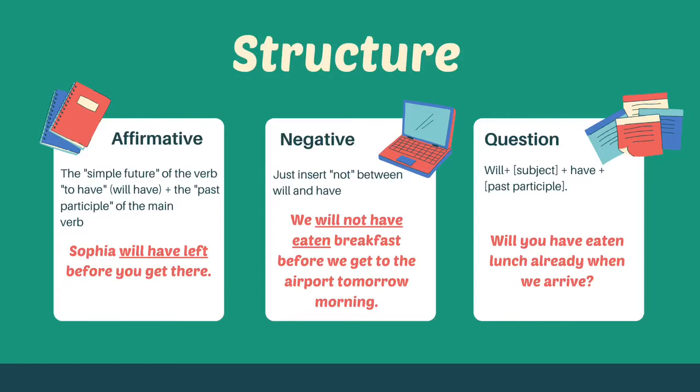Making a negative future perfect construction is easy. Just insert not between will and have. Like this example, we will not have eaten breakfast before we get to the airport tomorrow morning. And if you want to make a question, the formula in the future perfect tense is will plus subject plus have plus past participle. Like in this example, will you have eaten lunch already when we arrive?